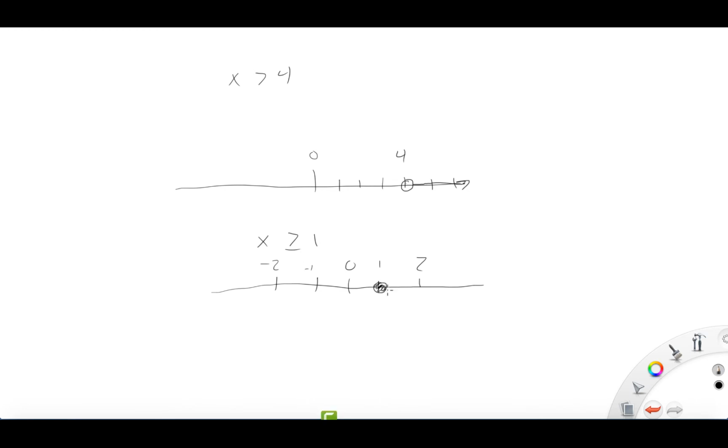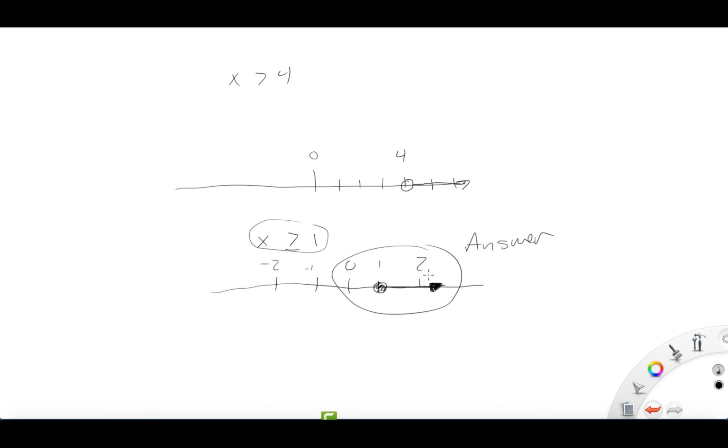And if it's greater than, that means the arrow goes in this direction indefinitely, okay? And I like to fill in my arrow so it's very clear and I can see that it definitely is going in that direction. That is the answer to the problem, to the inequality, okay?